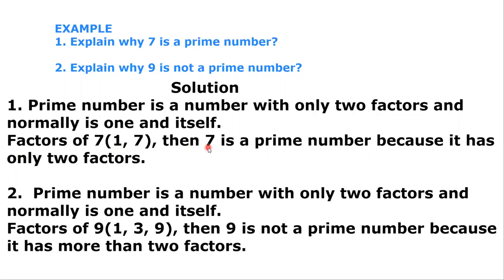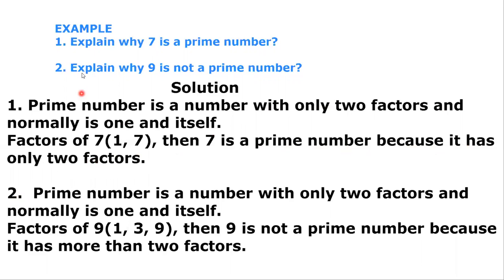The factors of 7 are 1 and 7, and the definition says a prime number is a number with only 2 factors, normally 1 and itself. So therefore 7 is a prime number because it has only two factors.